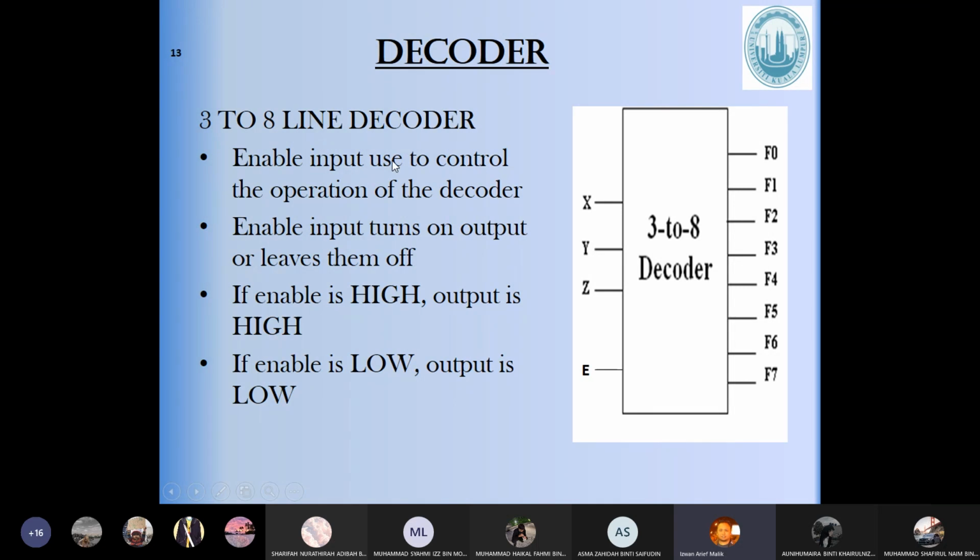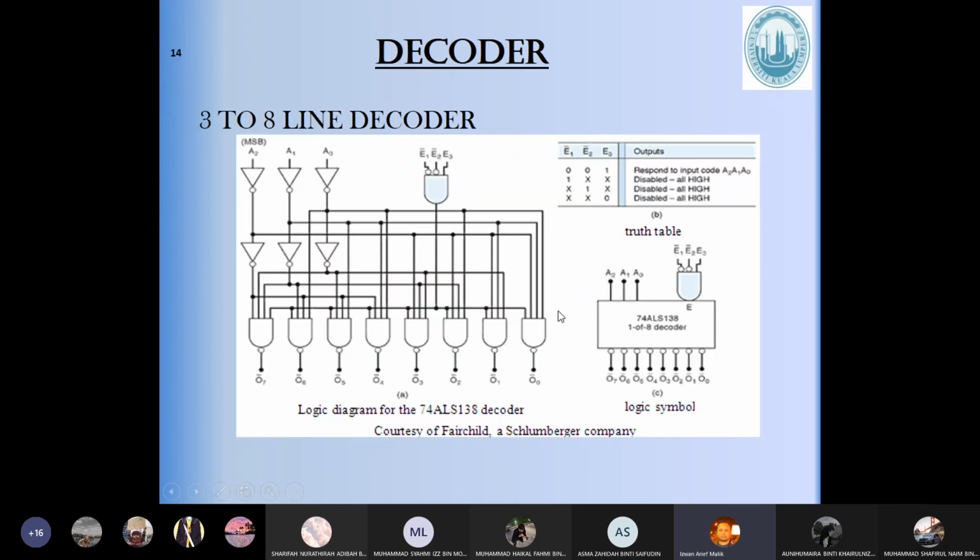So this enable input is used to control the operation of the decoder, where the enable input turns on the output or leaves them off. So if enable is high, the output is high. If enable is low, the output will become low. But obviously that depends on the type of gate that we are using, either AND gate or NAND gate. Okay. So this is basically its circuit diagram. So this is your input. Earlier it was XYZ, so this will become XYZ. So this is your enable.